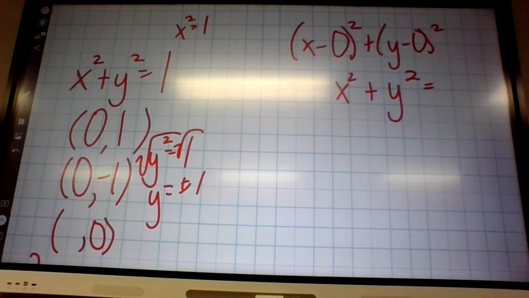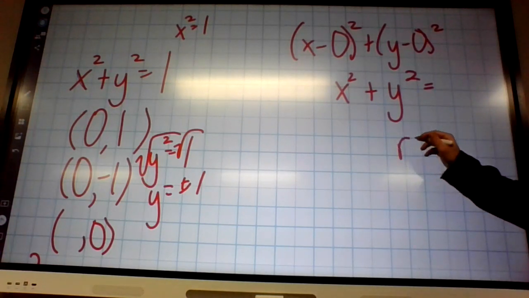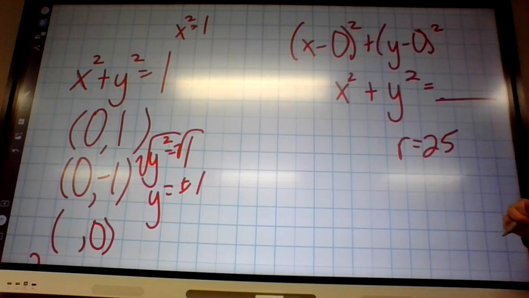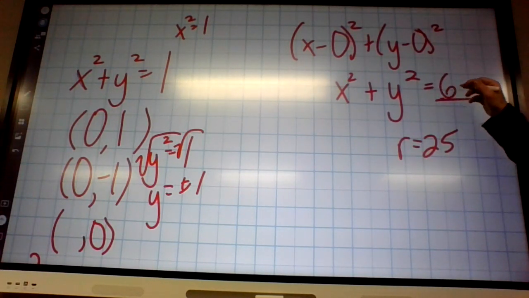Okay, it's kind of a trick question right off the bat from number 1. It says the radius is 25. So what am I going to put right here? 25 squared, not the square root of 25. It's a big number. So it's 625. You guys didn't fall for it. Way to go.